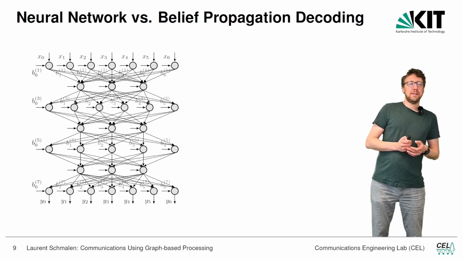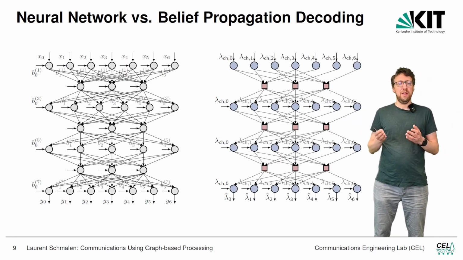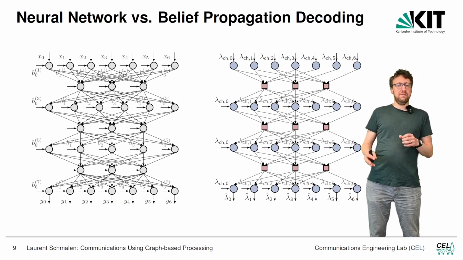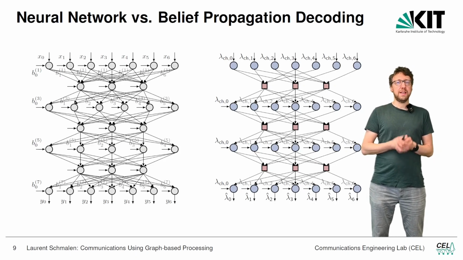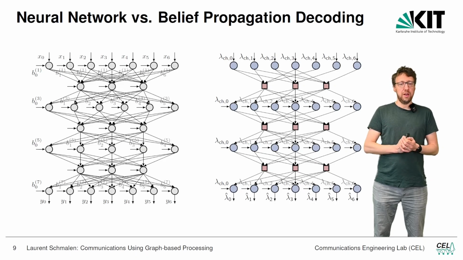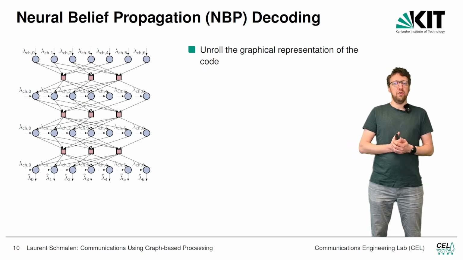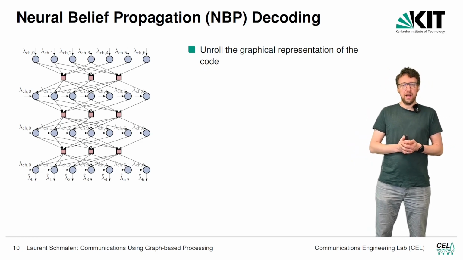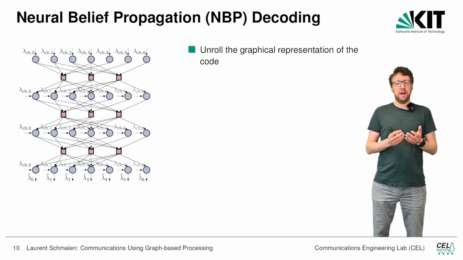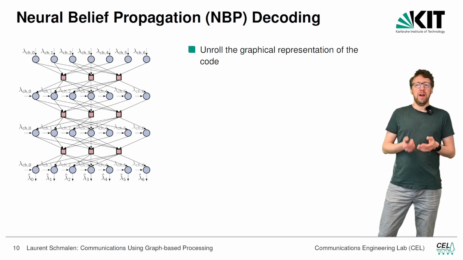So if we compare this neural network and belief propagation, we see that there is a striking similarity. Both are more or less the same algorithm under some disguise. Then of course the question is, can we use tools from neural networks in order to carry out belief propagation decoding? The answer is yes, and the resulting algorithm is the neural belief propagation decoding algorithm that has been proposed by Nachmani and Be'ery.